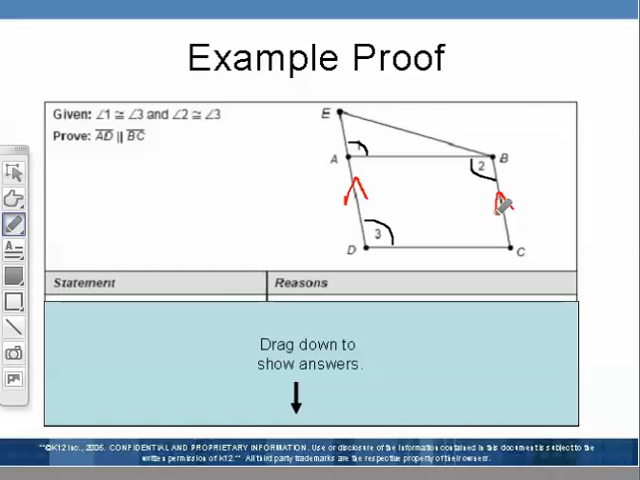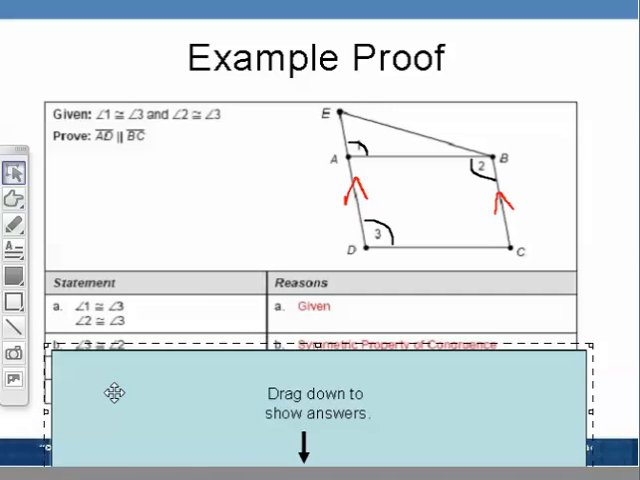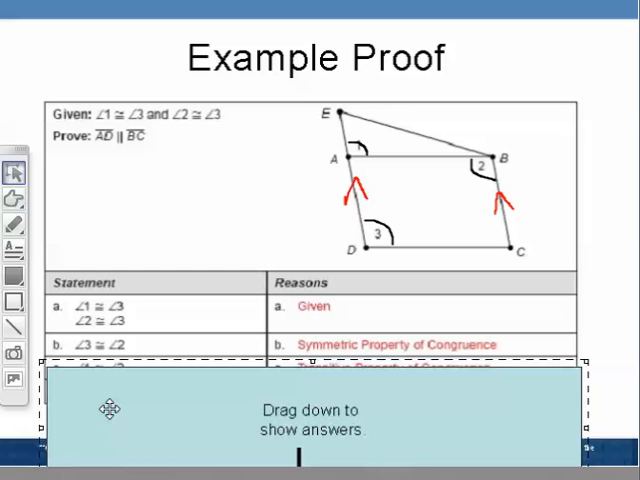Well, if those lines are parallel, one of the things I can see just by looking at it is that if 1 and 2 are equal, aren't 3 and 2 also equal? Congruent? Why would they be congruent? Symmetric property. Remember, if we've got 1 congruent to 3 and 2 congruent to 3, they're congruent to the same thing. So 2 and 3 are congruent, and that's the symmetric property of congruence.